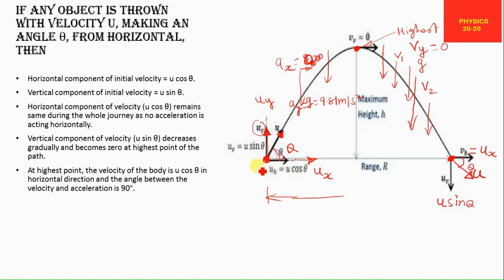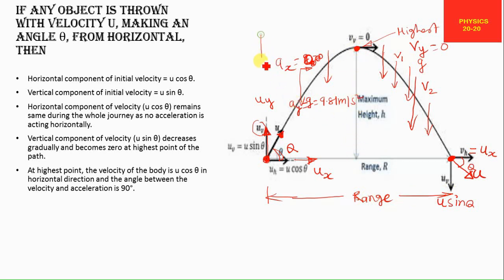Another point is that the distance that it travels from the point of projection to the dropping point or the end point is called the range. This one is called the range. This is the range.